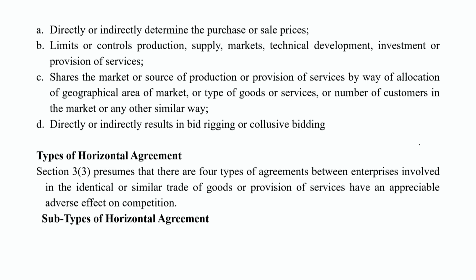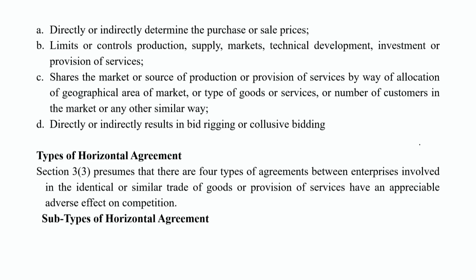It also covers agreements to limit or control production or supply, markets, technical development, investment or provision of service. That means if an agreement pushes the limits or tries to control supply, production or technical development, it will come within the meaning. It also covers sharing the market or source of production or provision of service by way of allocation of geographical area of market, types of goods or services, number of customers in the market or any other similar way, and agreements that directly or indirectly result in bid rigging or collusive bid rigging.